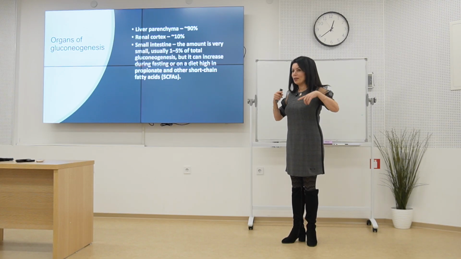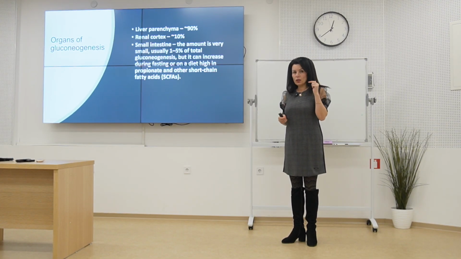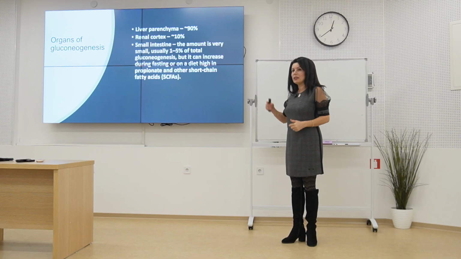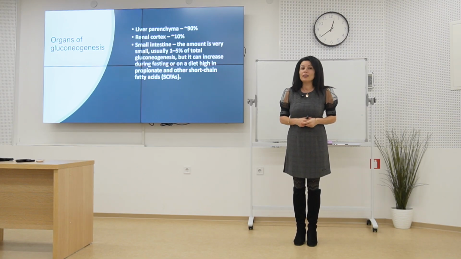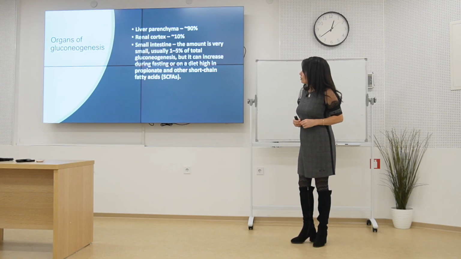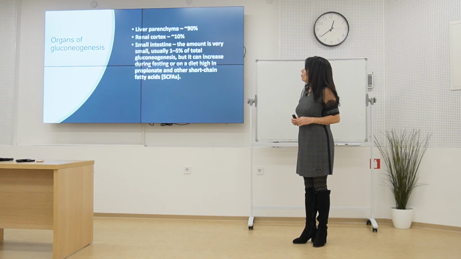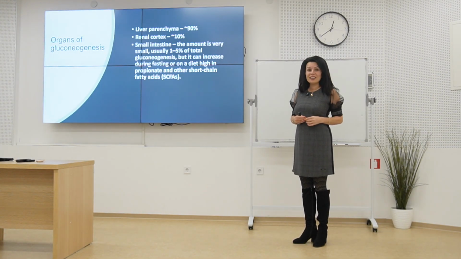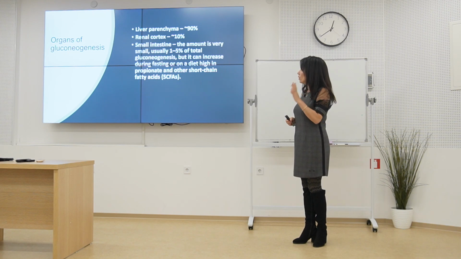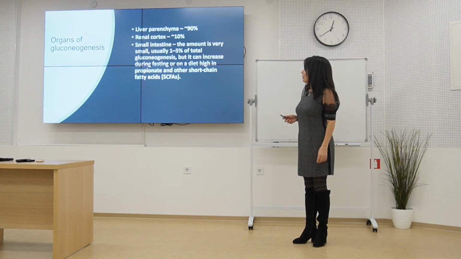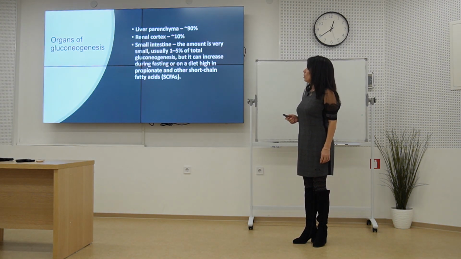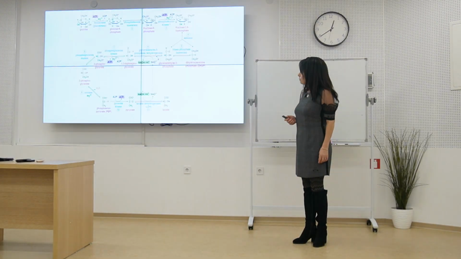You understood that the renal medulla uses glucose with glycolysis, but the renal cortex is very similar in metabolic direction to the liver, where glycolysis is around 10%. The amount is very small in the small intestines. They can also use gluconeogenesis, but usually 1 to 5% in total. But it can increase during fasting or on a diet high in propionate or other short-chain fatty acids.